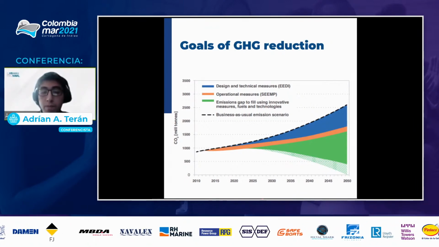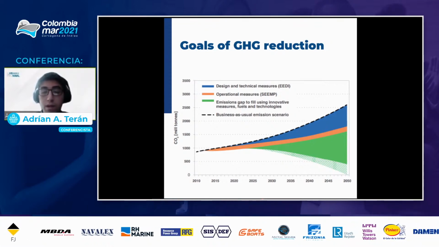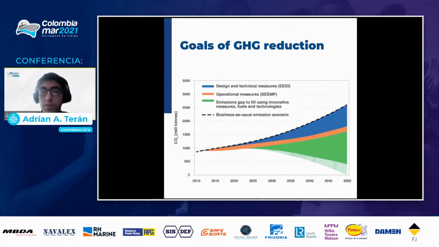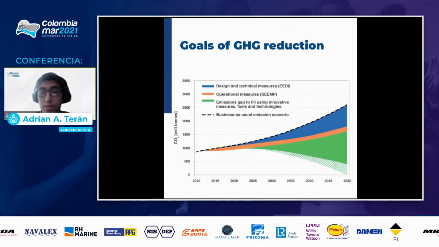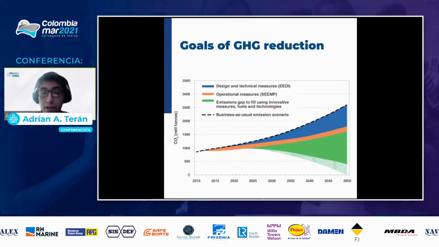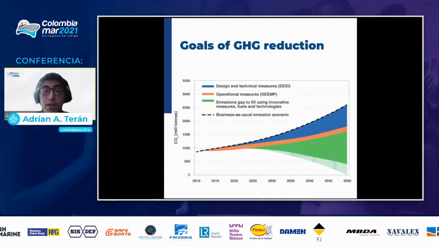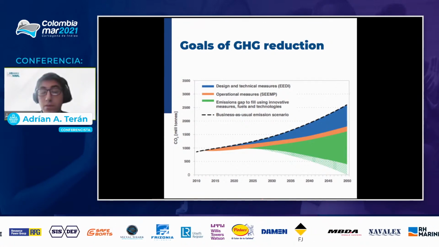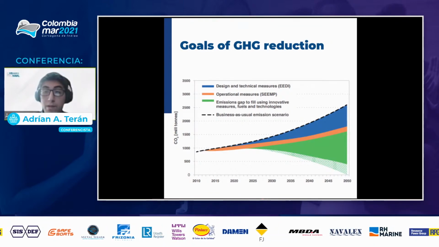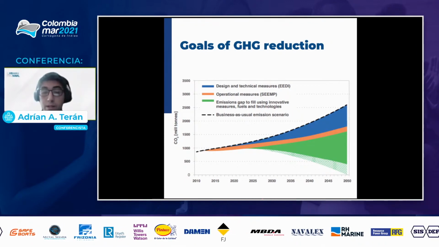The other one is SEEMP, which is the Ship Energy Efficiency Management Plan for the vessel. It is an operational measure which also improves the efficiency of the vessel in a profitable manner. With these blue and orange strips, we reach a considerable reduction of the CO2 constantly being emitted by vessels. However, there is a huge gap to be covered, which is the green strip.